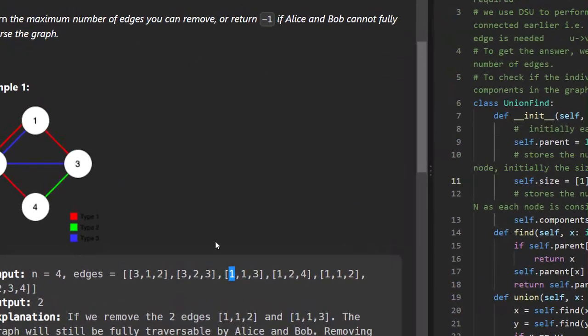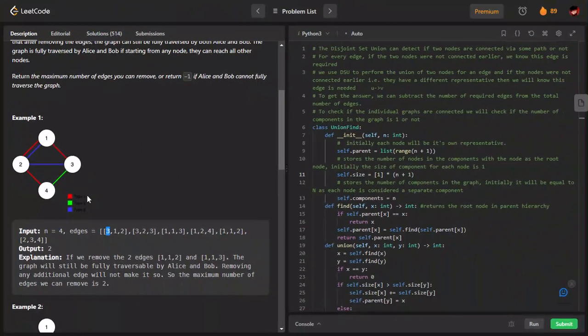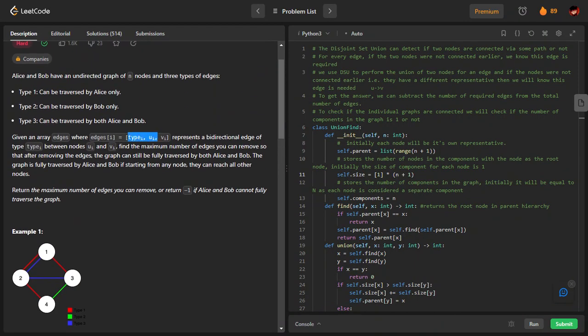Similarly, if we see this, there is an edge of type 3. Here 3 is mentioned, that means there is an edge of type 3 between 1 and 2. Type 3 is blue, so you can see there is a blue edge between 1 and 2. If you can see my mouse pointer, this is what I am showing here. So that is what they have meant. They are talking about a bidirectional edge of type t_i between nodes u_i and v_i.